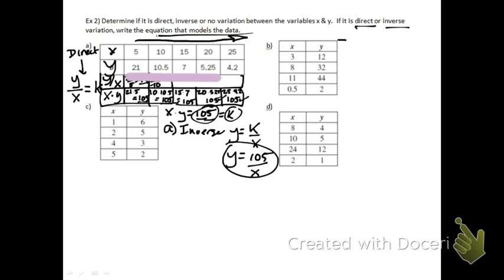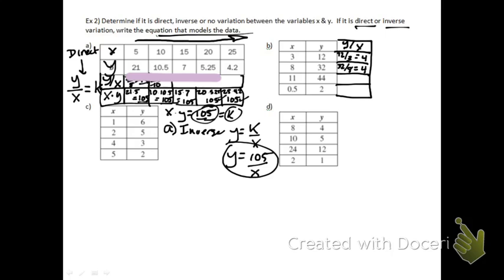I'm going to do this in the same fashion, although I'm just going to build onto the table in this way. Let's go ahead and see if we have better luck with trying y over x here. So if I do y over x in this example, I'd have 12 over 3. 12 divided by 3 is 4. Okay, let's try the next row. If I did 32, the y value, divided by the x value of 8, I also get 4.